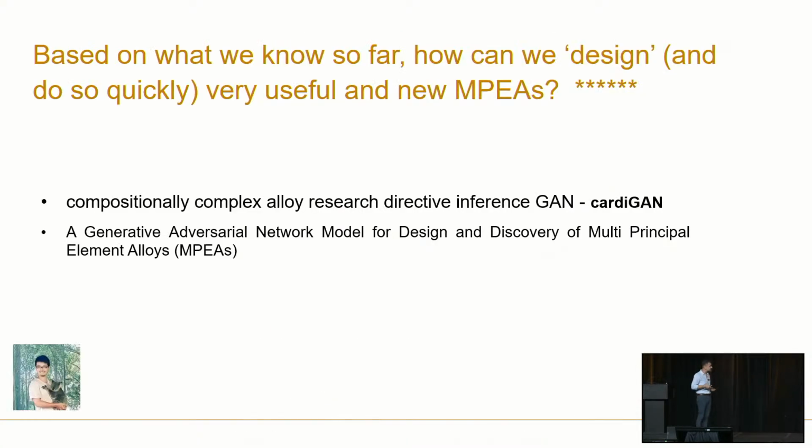All right, so based on what we know now, I'm going to finish off with a little bit of a portal into some of the work I spoke about earlier this morning in a talk on artificial intelligence. Based on what we now know on high entropy alloys or multi-principal element alloys being useful, we do a lot of work in machine learning as well in the group. And what we've created is a compositionally complex alloy research directive interface GAN, a generative adversarial network called Cardigan, which is for design and discovery of these particular alloys.